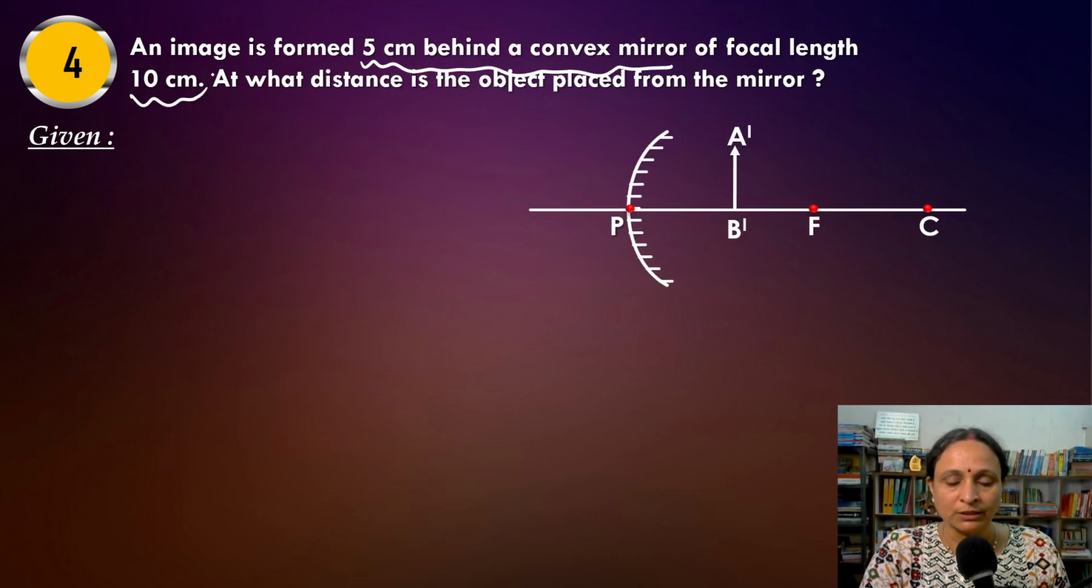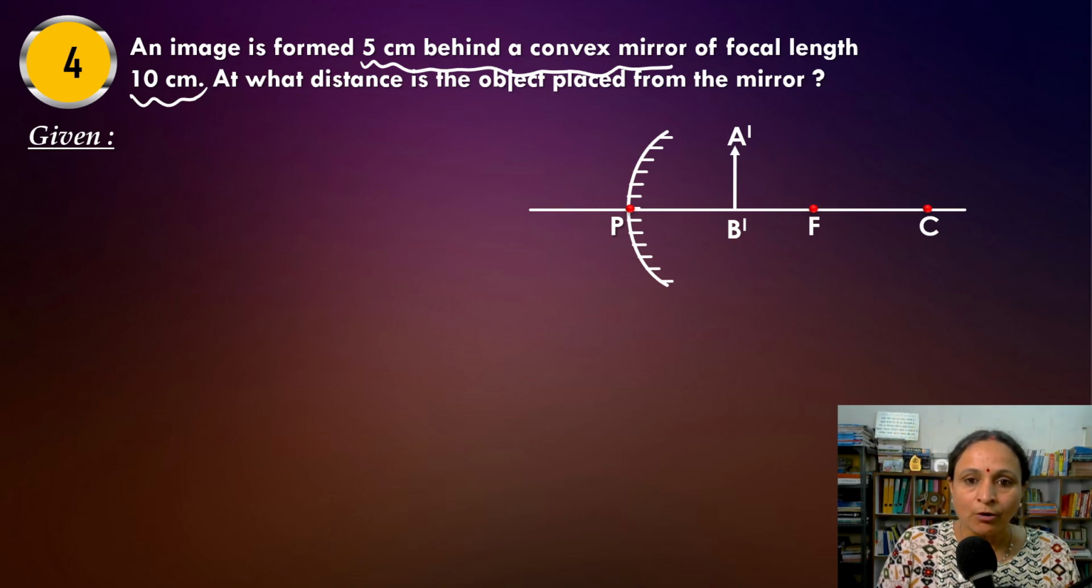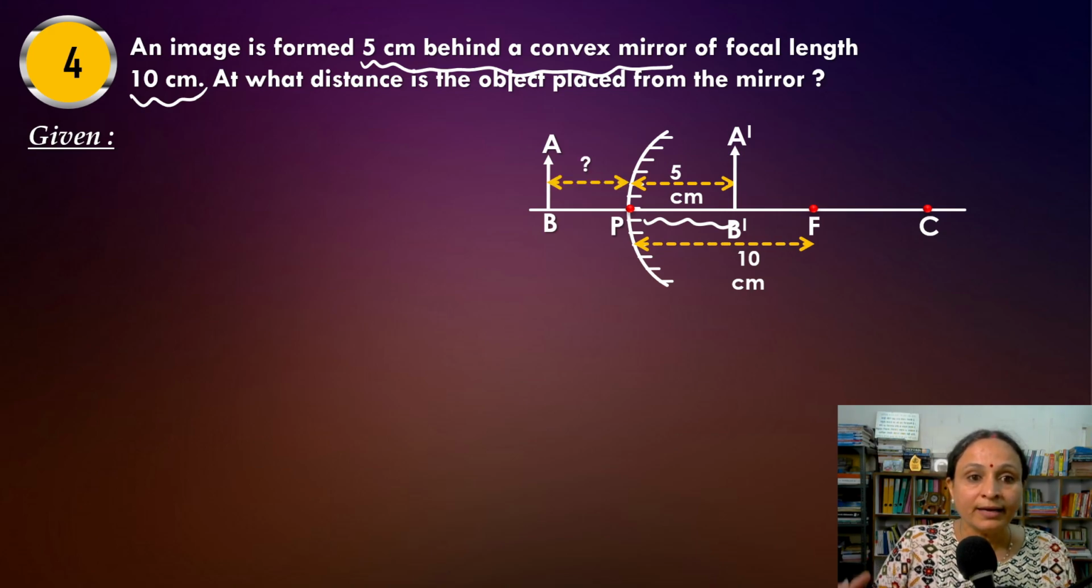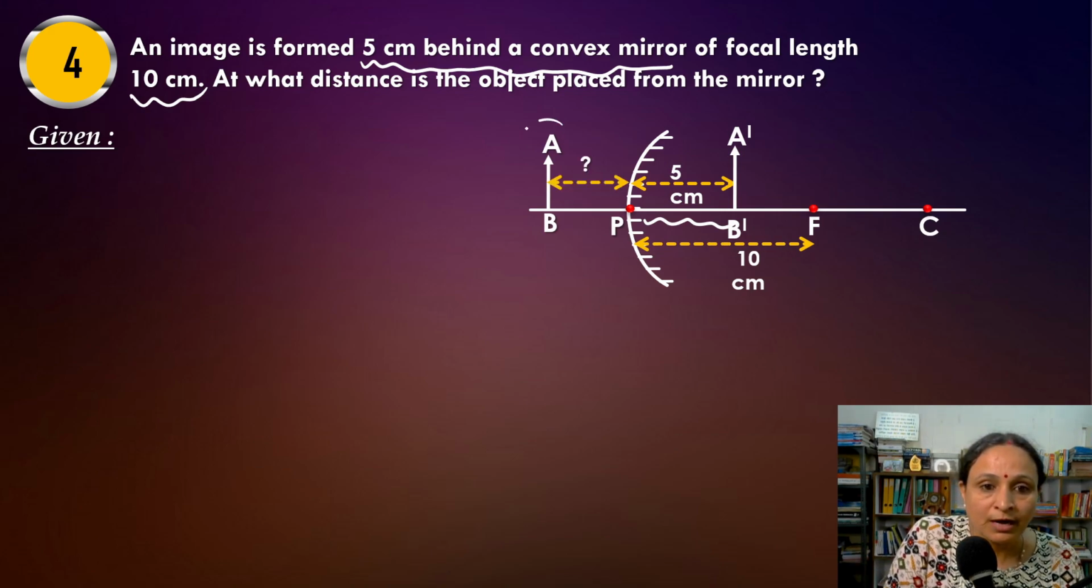Okay, let's talk about it. I've got a convex mirror. The image is formed 5 centimeters behind the convex mirror, and the focal length is 10 centimeters. Where is the object placed? This is what is being asked.